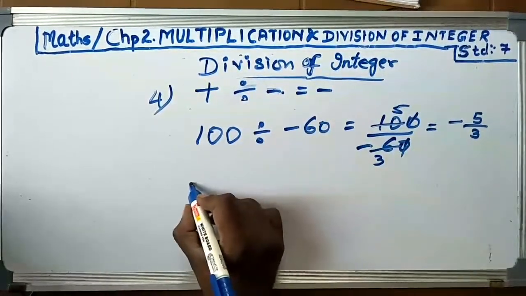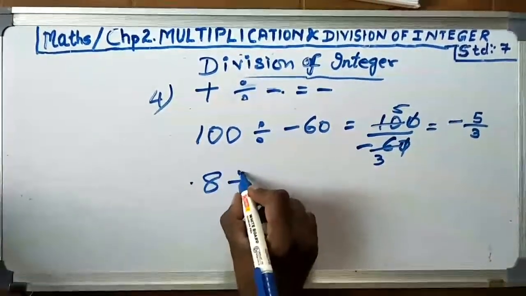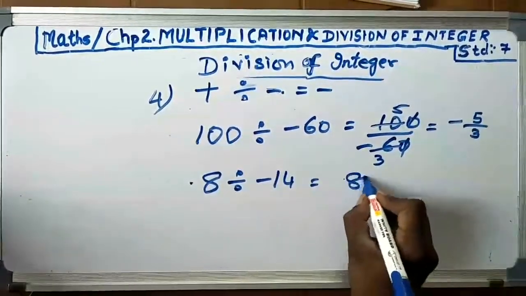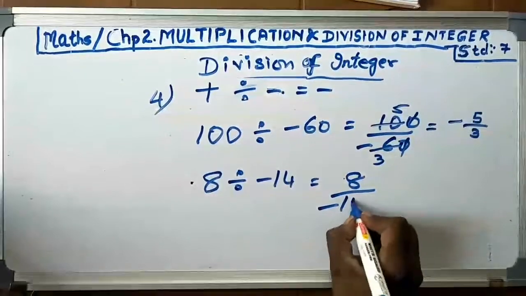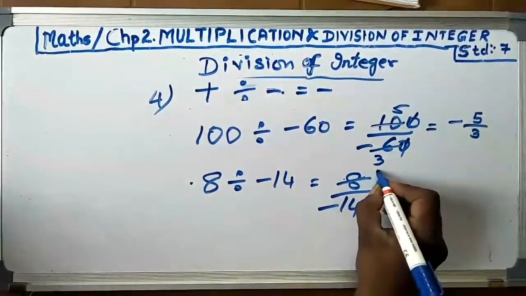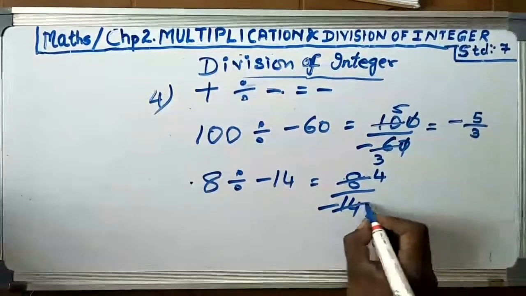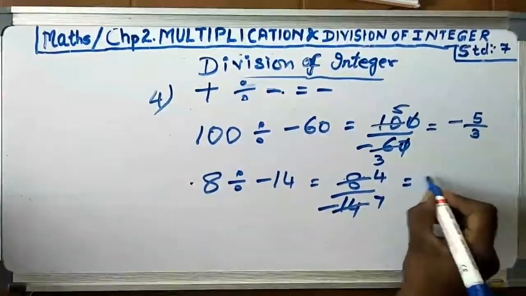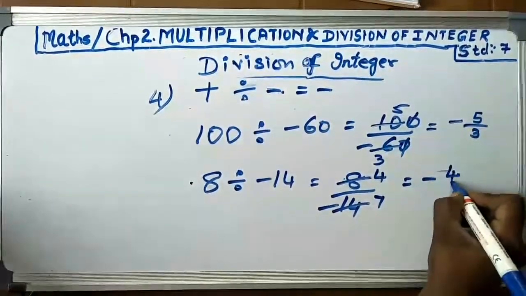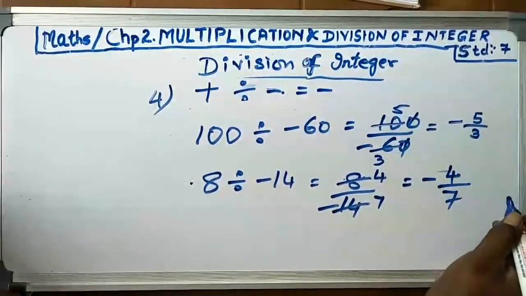One more. 8 divided by minus 14. So I'll write 8 divided by minus 14. Both go in the 2 table. 2 fours are 8. 2 sevens are 14. So the answer is minus 4 upon 7.